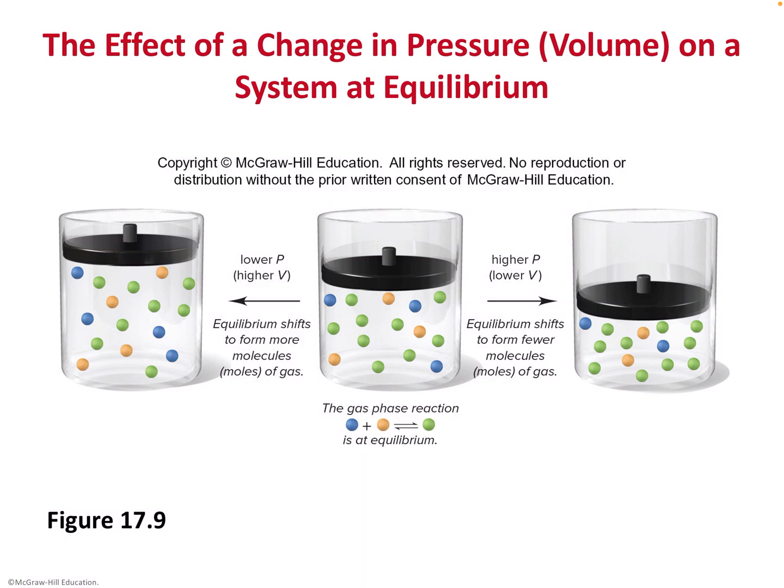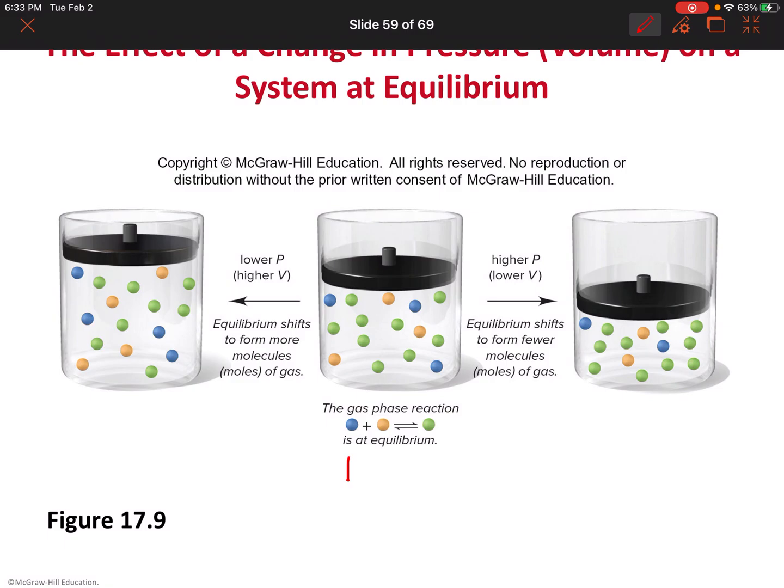Okay, effect of change in pressure on a system at equilibrium. Let's see this system, the gas phase reaction is at equilibrium. Now here we have a blue sphere and a yellow sphere, and when you mix these two together it forms a green one. So let's say 1 mole of blue one plus 1 mole of yellow one gives you 1 mole of green one. Now what is the number of moles of our reactants? 2. The number of moles of our products? 1. 1 plus 1 is 2. 2 giving 1, right? And this is at equilibrium, the middle one over here.